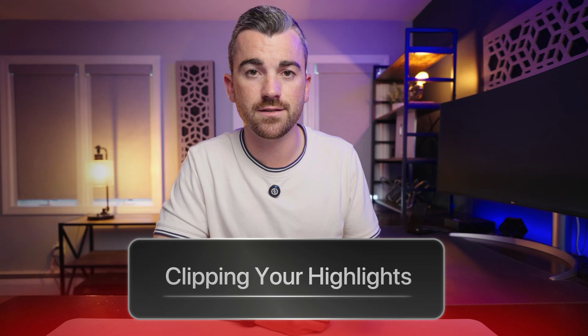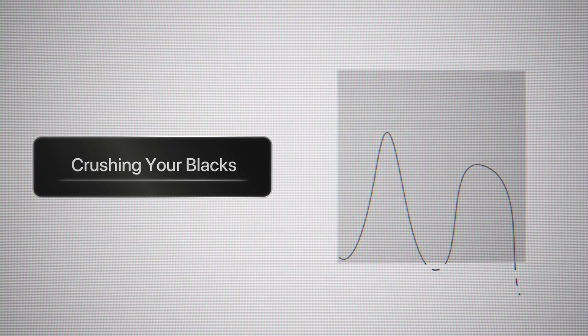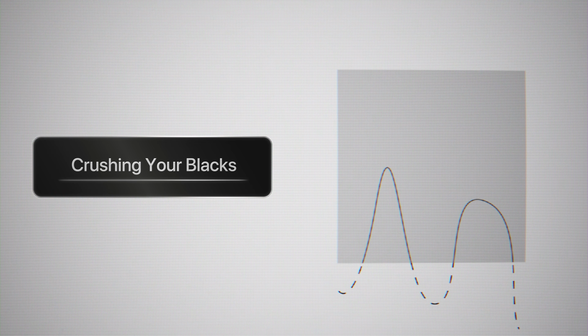A common term for this in filmmaking is clipping your highlights. When highlights are clipped, you can no longer see them. And on the opposite side, we have crushing your blacks. Once they are crushed, they're beneath that graph and you can no longer see them.